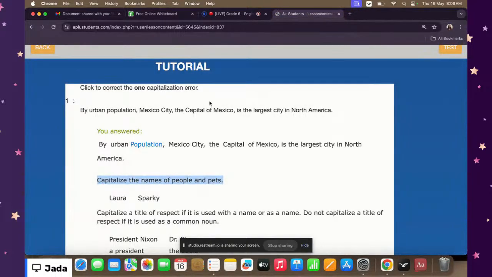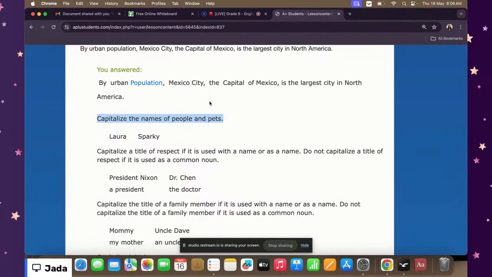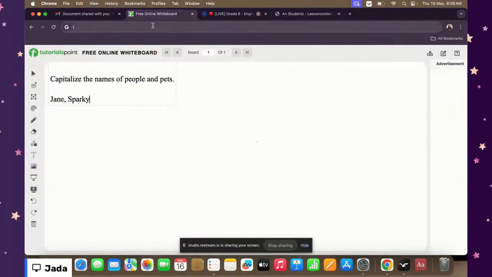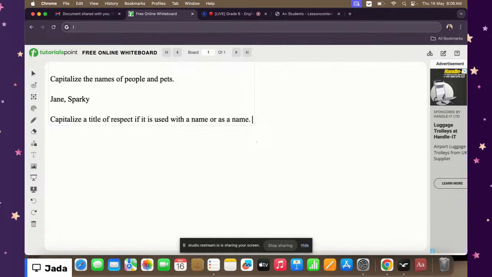And also we have capitalize a title of respect. Okay, so this one, we have capitalize a title of respect, it is used with a name or as a name. So you definitely capitalize the title of respect, okay? Like this. Second row, you have it here. To capitalize a title of respect if it is used with a name or as a name.